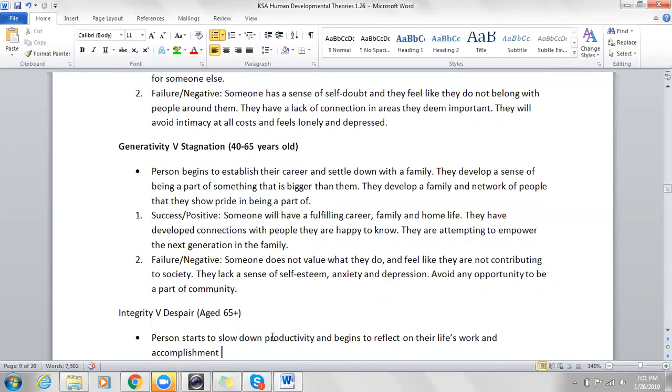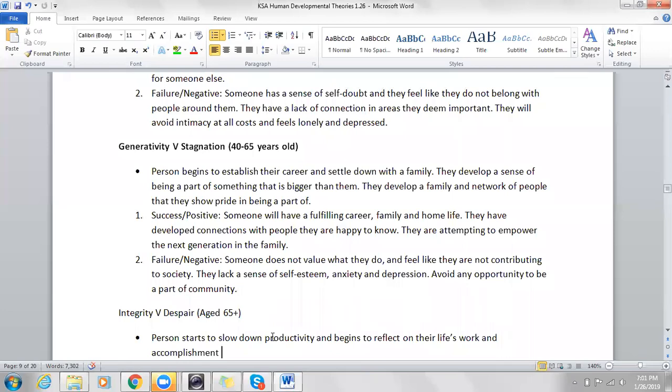So success here is when someone will have a fulfilling career, family, and home life. They develop connections with people they're happy to know, and they're attempting to empower the next generation in the family or next generation of social workers.